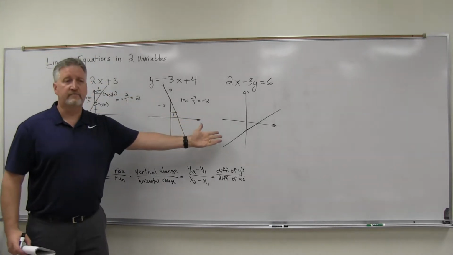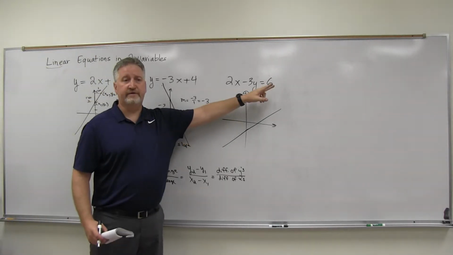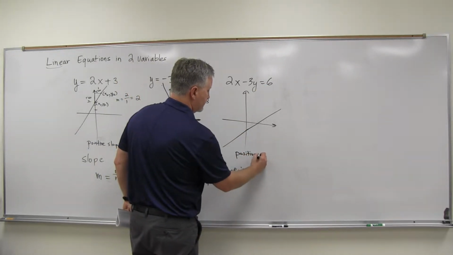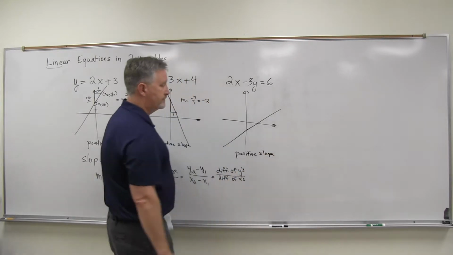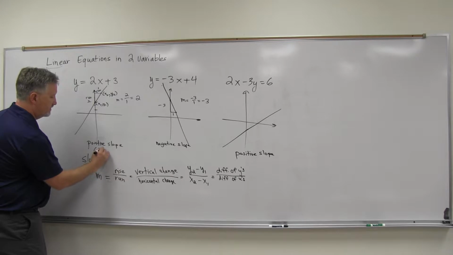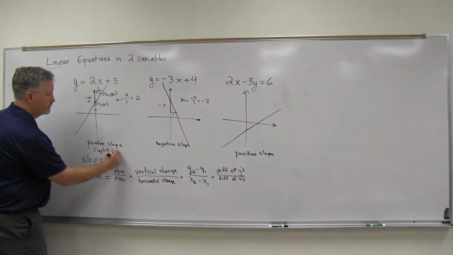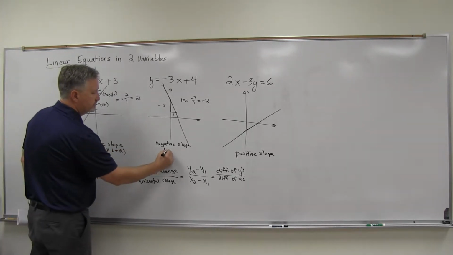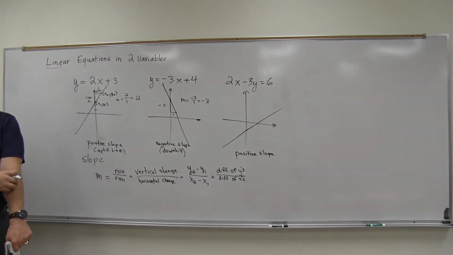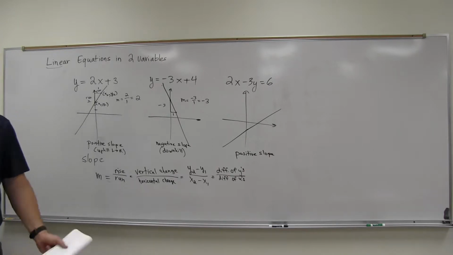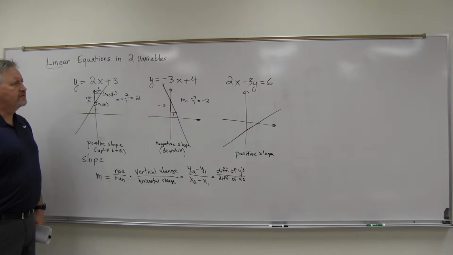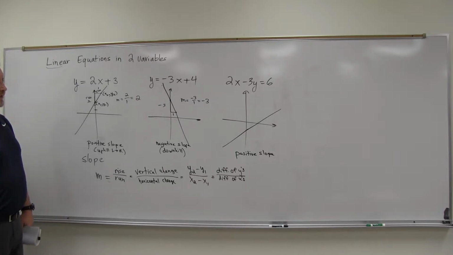So what do we have on this one? Positive or negative? Positive. That one's going uphill, isn't it? So this would also have a positive slope here. So these are uphill, left to right, and these are downhill, left to right. Like I said, that's helpful sometimes to know what kind of slope you got. All right, easy tell.